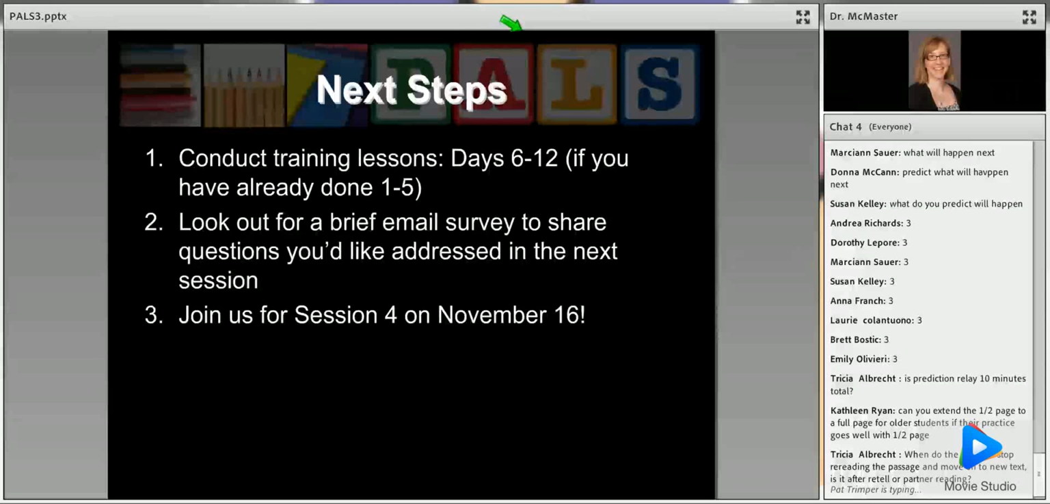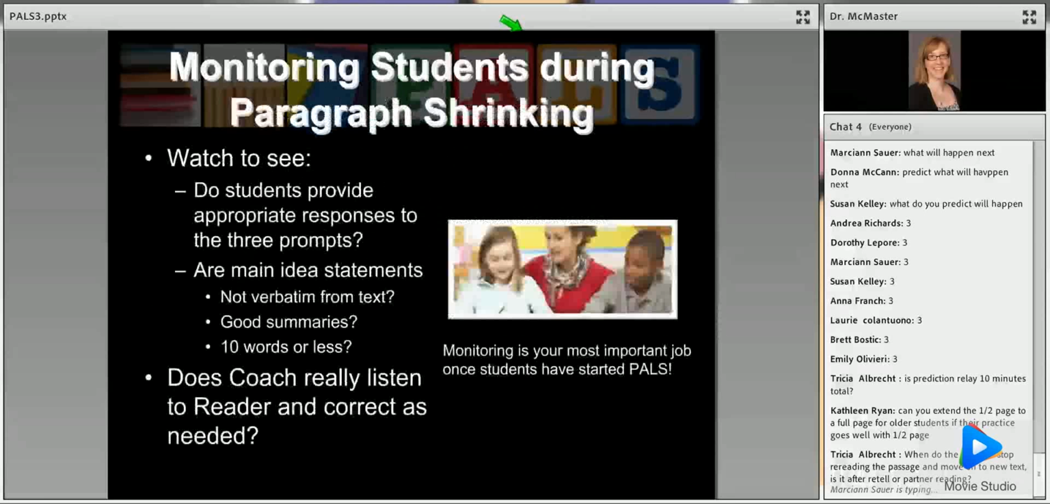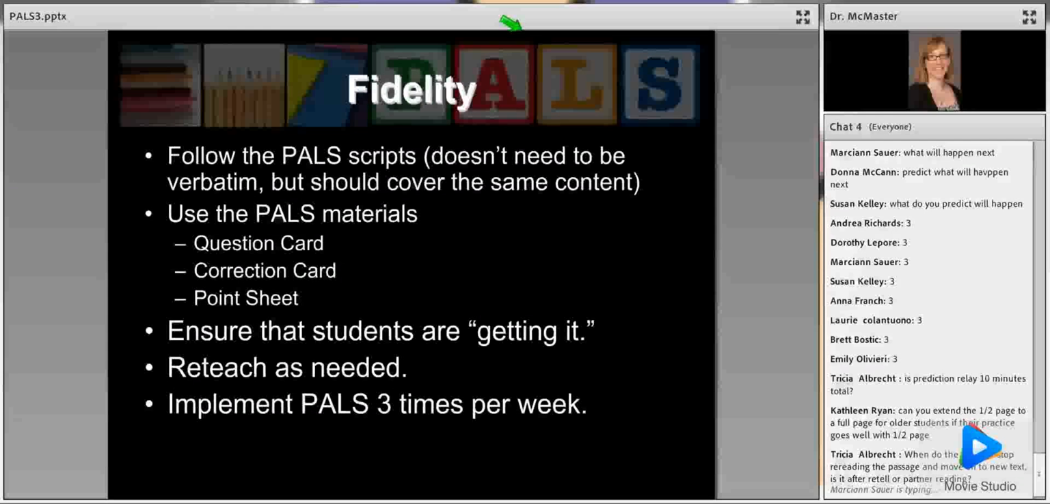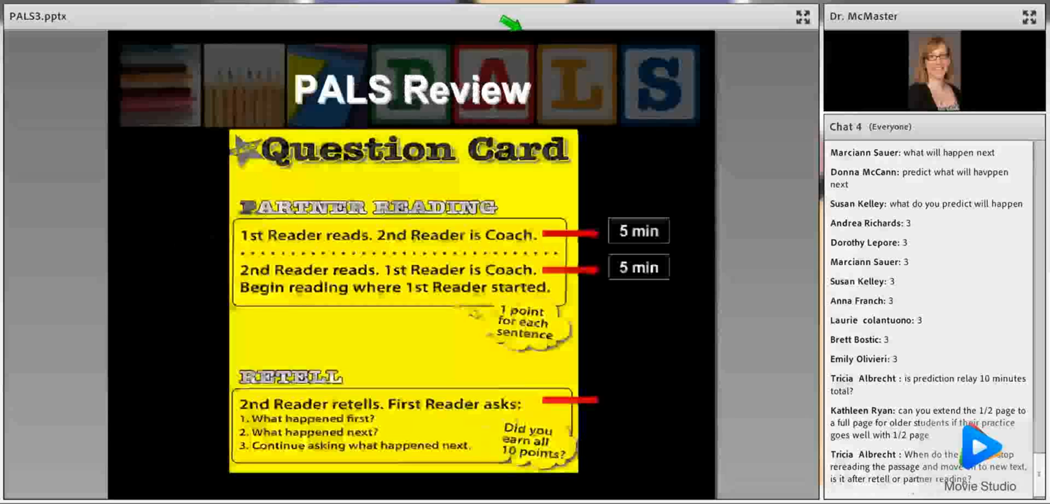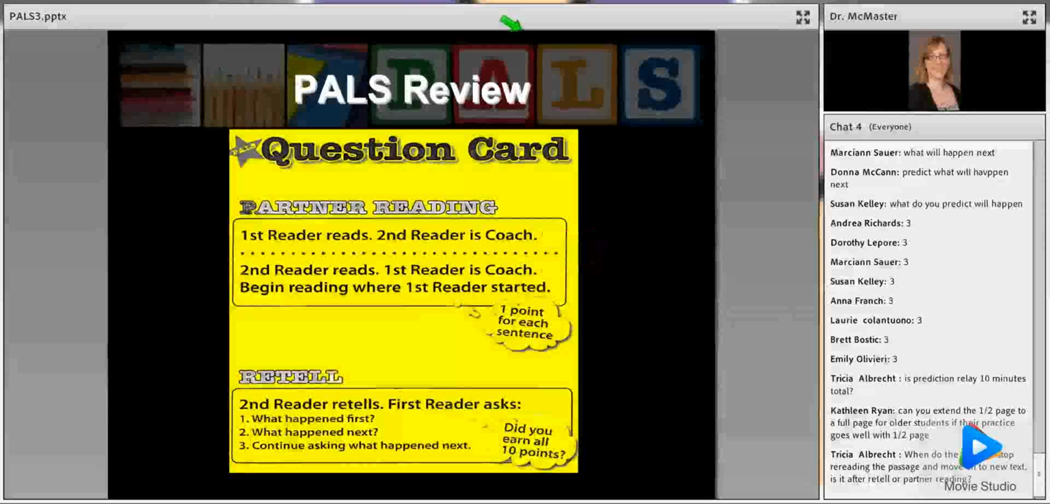Tricia says, when do the students stop rereading the passage and move on to new text? Is it after retell or partner reading? It's after partner reading, and I'll go back to that slide just to review. I know that's a confusing point. Okay, so here's partner reading.